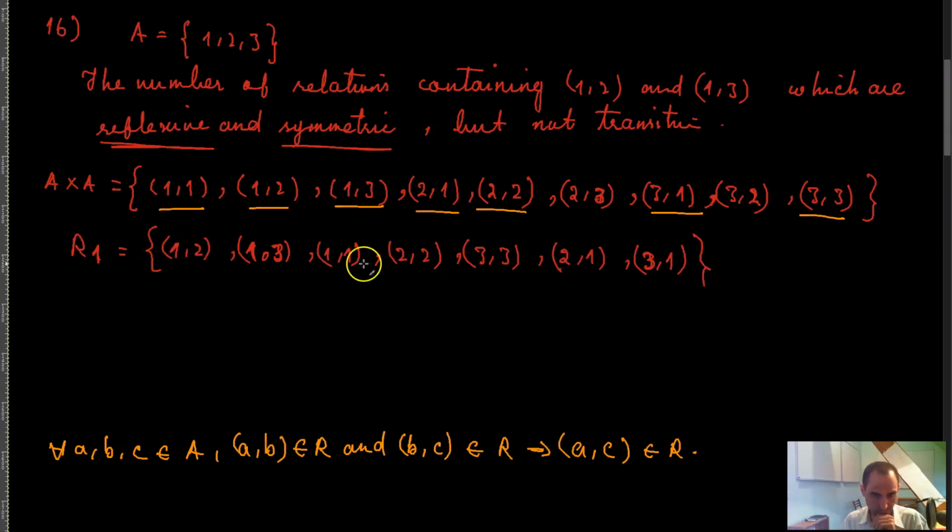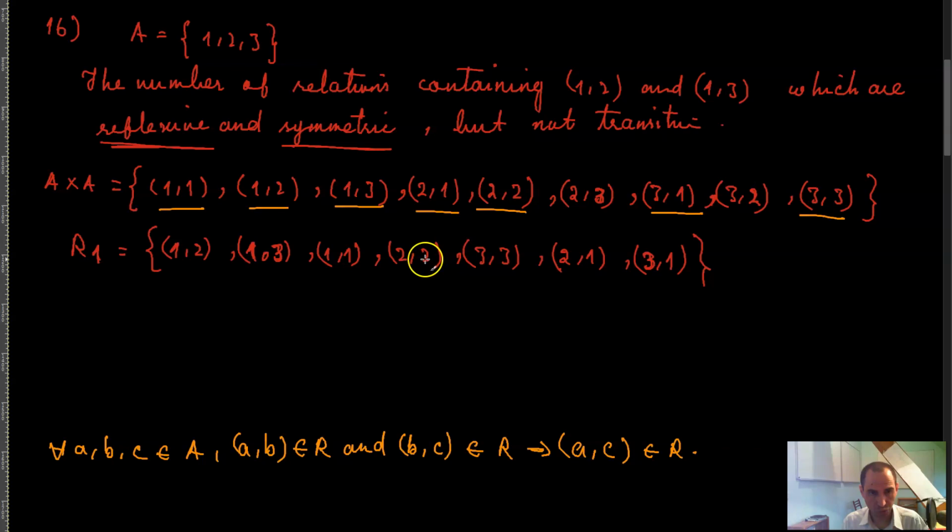For example, (1, 2), (2, 1), (1, 1) exists. So with respect to these two elements, you have no problem. The relation is transitive. (1, 2), (2, 2), and (1, 2) belongs to R, so we have no problem there. Now (1, 3), (3, 1), (1, 1) belongs to R, so we have no problem there. (1, 3) again belongs to R, we have no problem there. But (1, 1) and (1, 2), (1, 2) belongs to R, so we have no problem there.